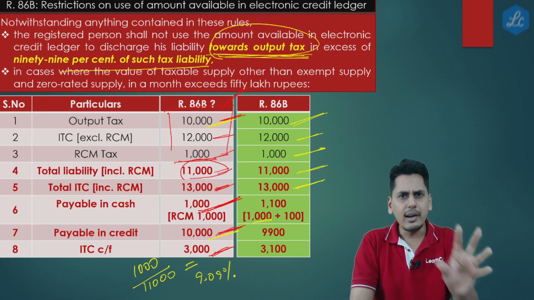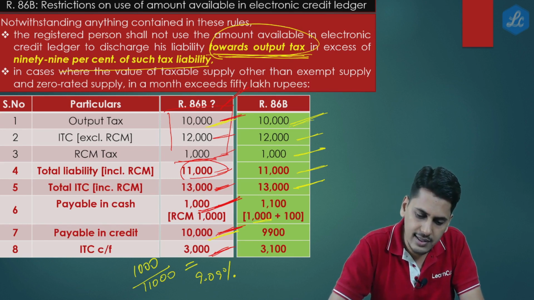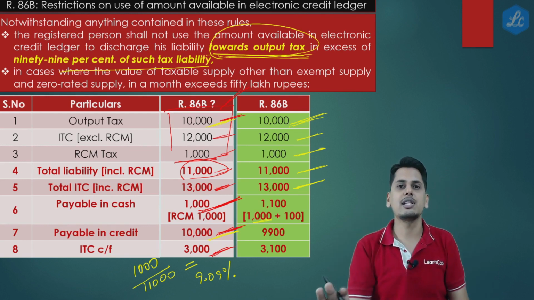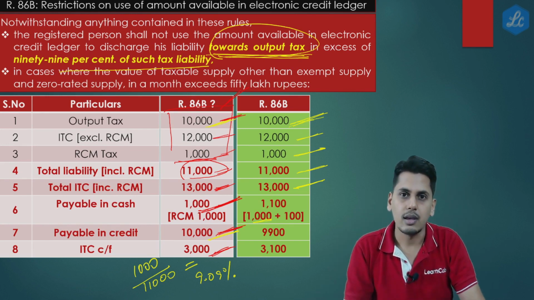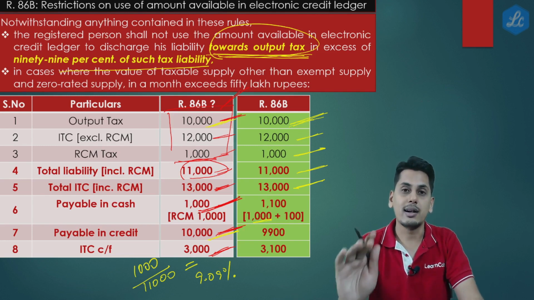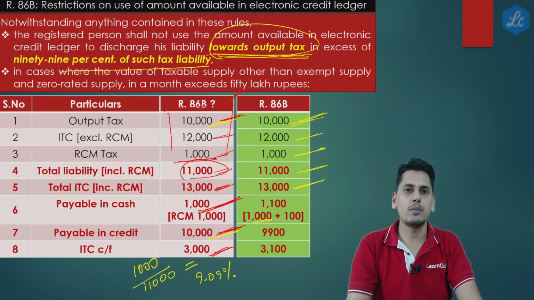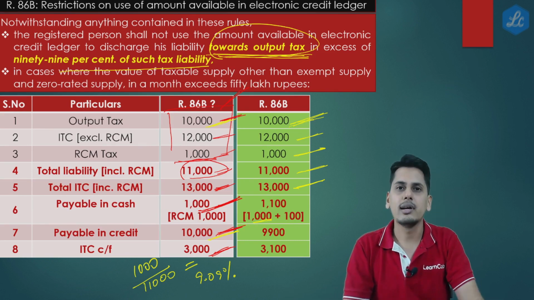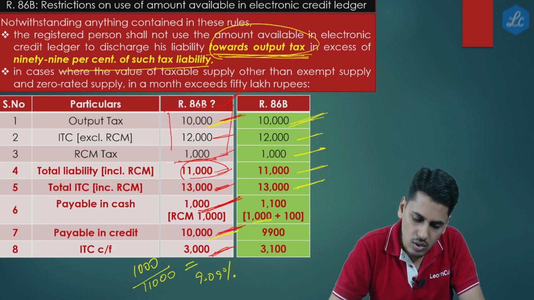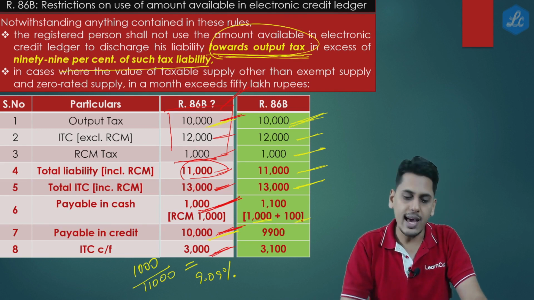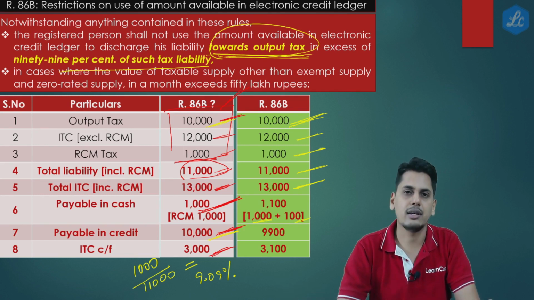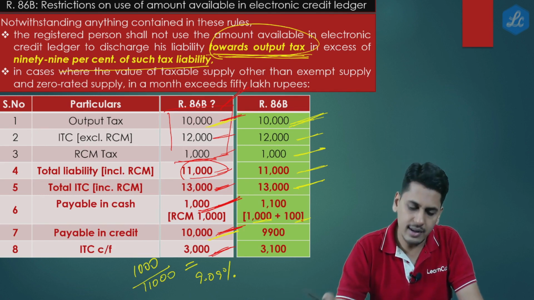Now friends, what is my output tax? My output tax is 10,000. At least 1% of this output tax, should I pay through my cash ledger? The answer is yes. According to 86B, at least 1% of this output tax needs to be paid through cash. So friends, 1% of 10,000 is 100. So how much is payable in cash? 1,100 is payable through cash.